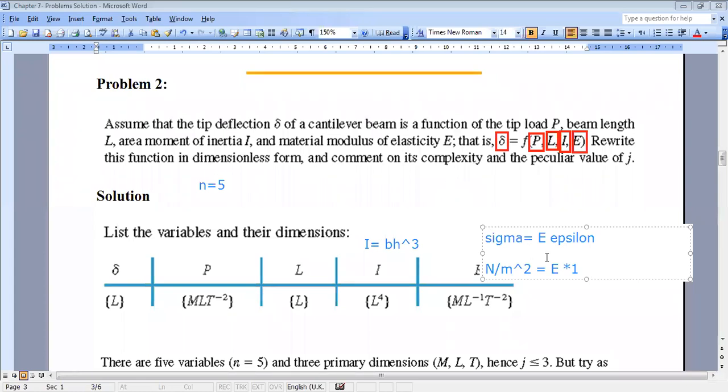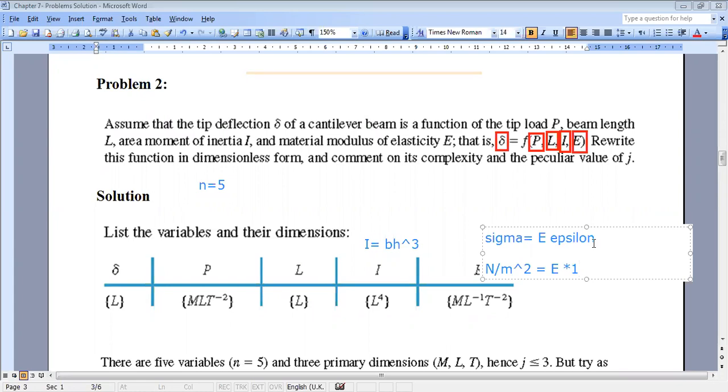You have epsilon times E. Please do a summary of this problem from the beginning, just in general. Yes, I will do a summary. I am repeating the method now. In problem 1, we did the method. We are repeating the same method now.